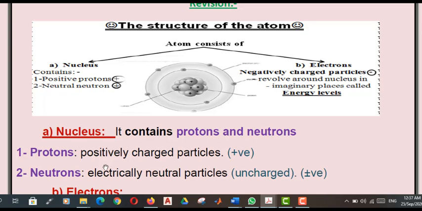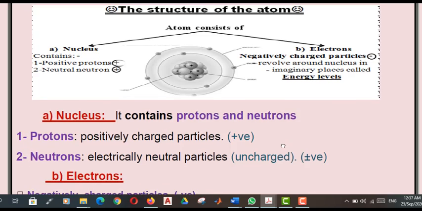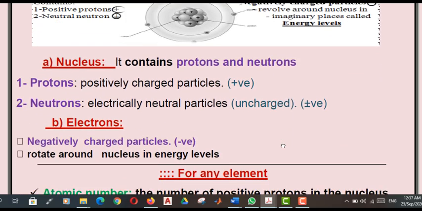The second part of the atom is electrons. What are electrons? They are negatively charged particles that revolve around the nucleus in energy levels. As we see in the picture, here in the center we have the nucleus, which contains two types of particles, as we said, protons and neutrons. And around the nucleus we can see the electrons rotating in energy levels. Okay, so the atom contains nucleus and electrons.